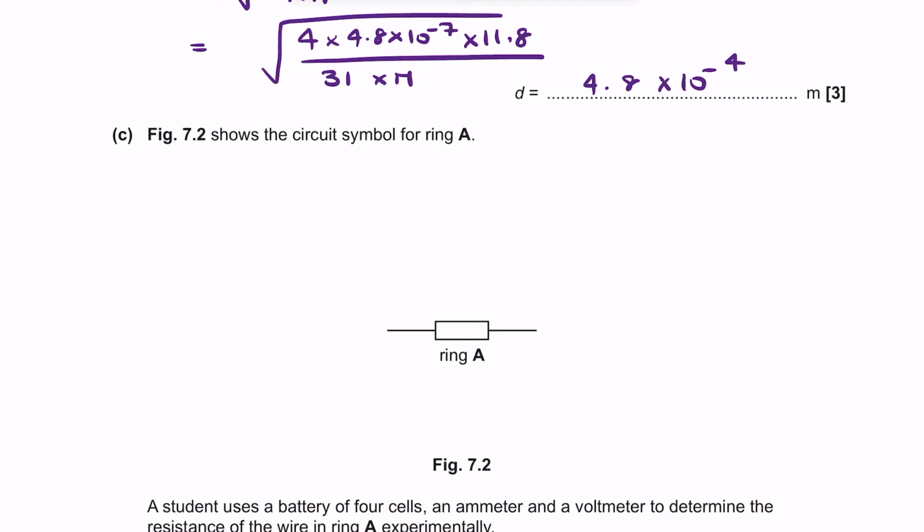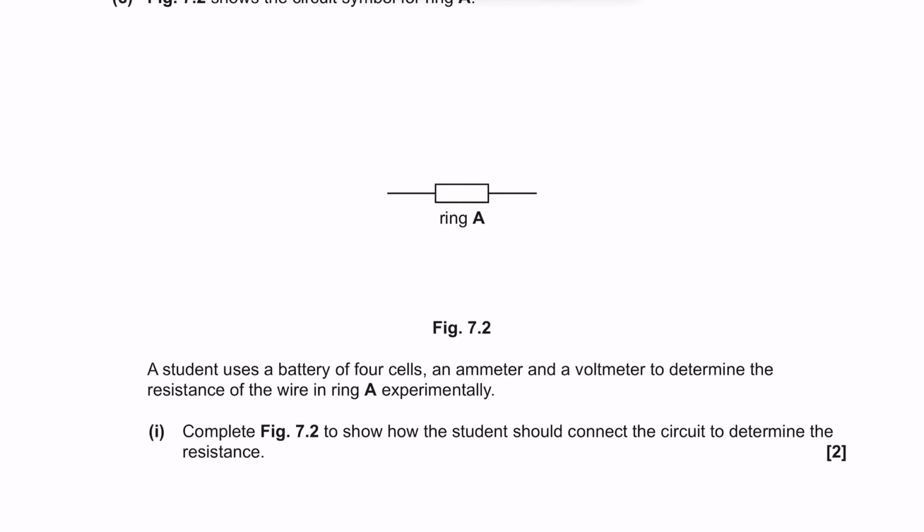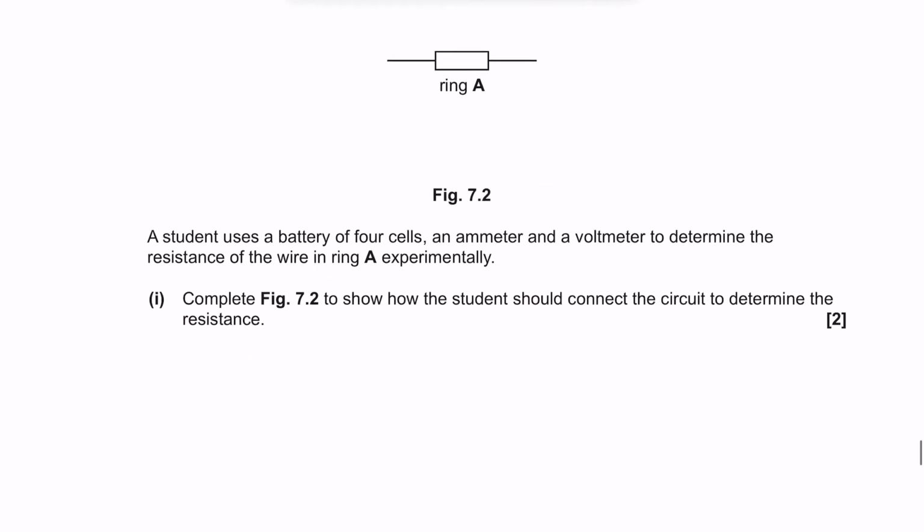So for the next question now, part C, we've been given a circuit symbol for ring A, and a student uses a battery of 4 cells, an ammeter, and a voltmeter to determine the resistance of the wire in ring A experimentally. Complete figure 7.2 to show how the student should connect the circuit to determine the resistance. So I'm just going to do it over here.